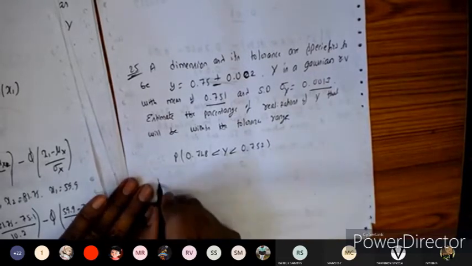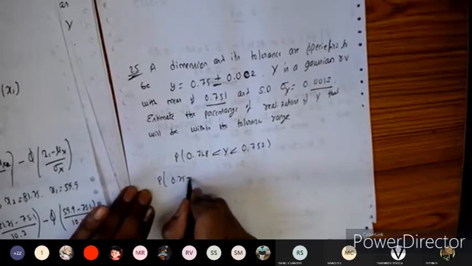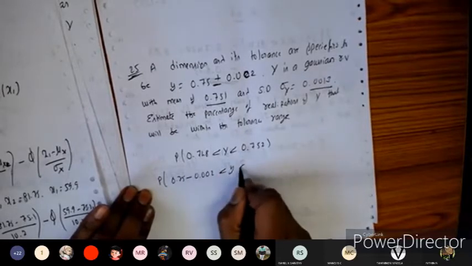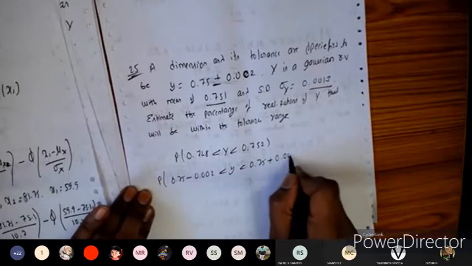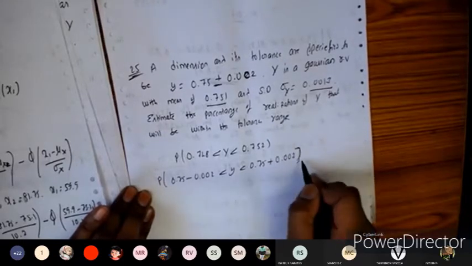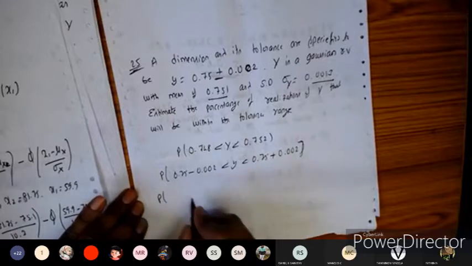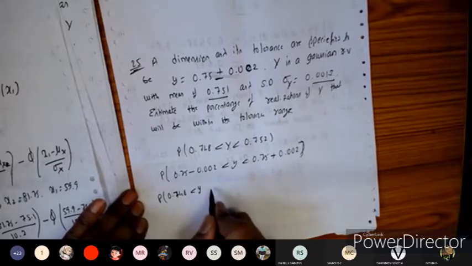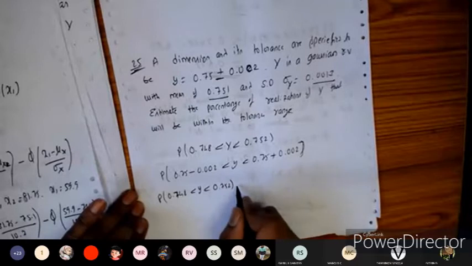So if you want, I'll write in steps here. The probability that 0.75 minus 0.002 is less than y, less than 0.75 plus 0.002. Okay, so if you're going to do, we'll get this answer here. Let us find that probability by using the Gaussian random variable. So it is 0.748. You can keep your calculator in the scientific range with 2 or 3 decimal values, so that we'll get the accurate answer.